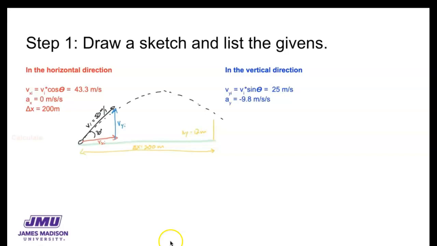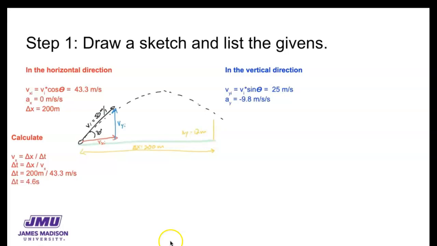Okay, well, I know that the velocity in the x direction is equal to the displacement in the x direction divided by time, and I already know the velocity in the x direction and the displacement in the x direction. So I should be able to calculate the time by rearranging this and saying it's traveling 200 meters divided by 43.3 meters per second, so 4.6 seconds. That seems pretty straightforward, not too bad.